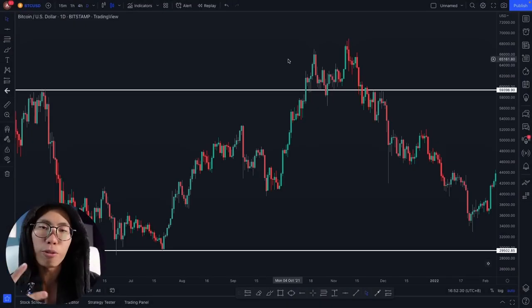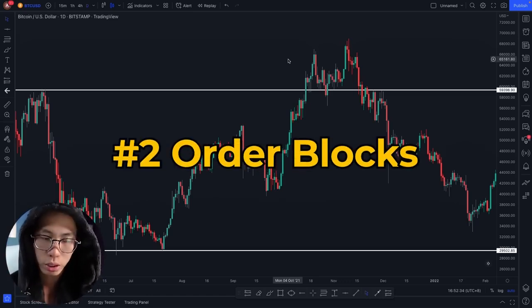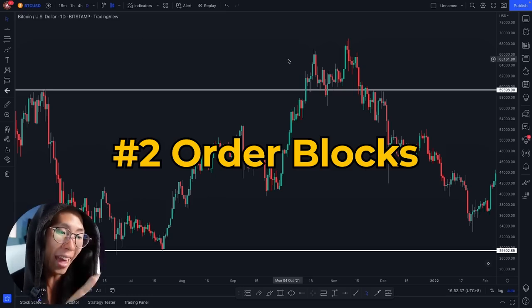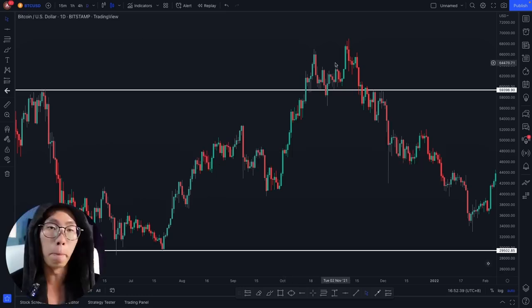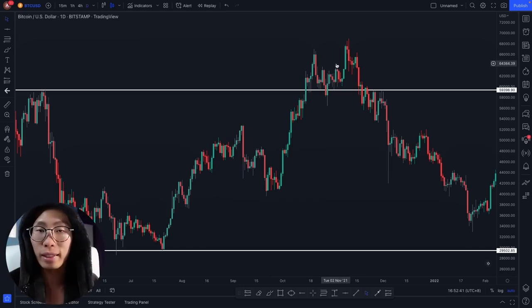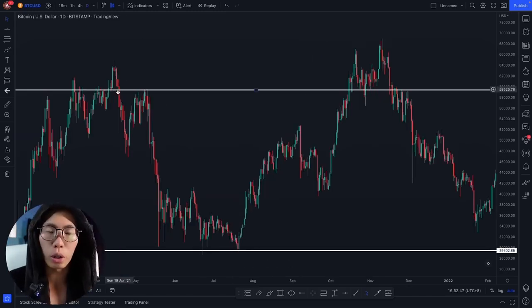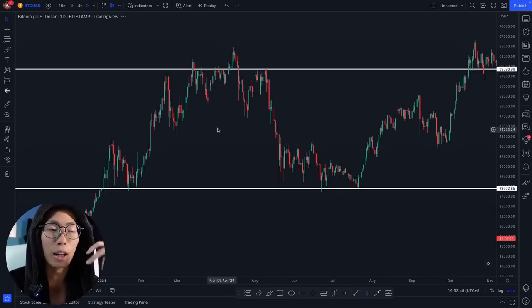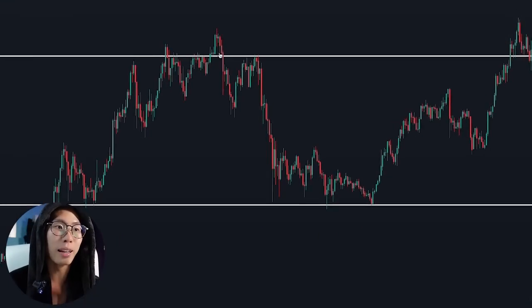The second method to find a key area of interest is by using order blocks. An order block is basically an area where the smart money and big banks like to enter and exit. So how do you spot order blocks? You spot order blocks by looking for strong reversals like this.